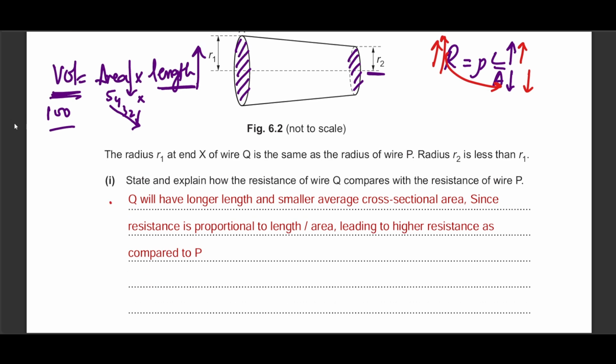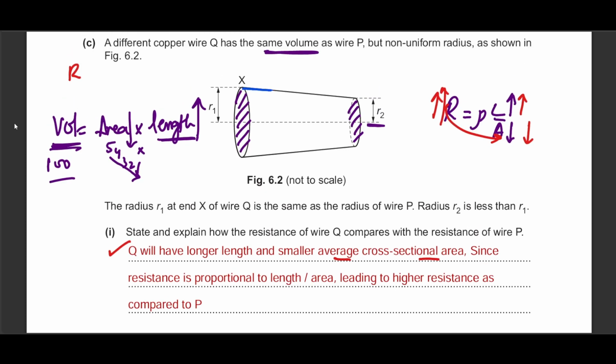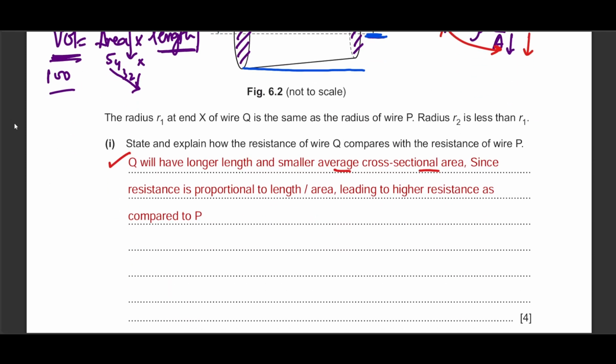So that's what we've written now. Q will have longer length and smaller average cross-sectional area. Why do we have to talk about the average? Since we cannot calculate what exactly is changing, what we have done is taken the average of R1 and R2 and calculated the cross-sectional area. This is a very crude way of dealing with an example, but of course there needs to be a differential equation or an integration equation that will actually give us what's happening at the moment shown on the diagram. So that's why we're talking about the average.